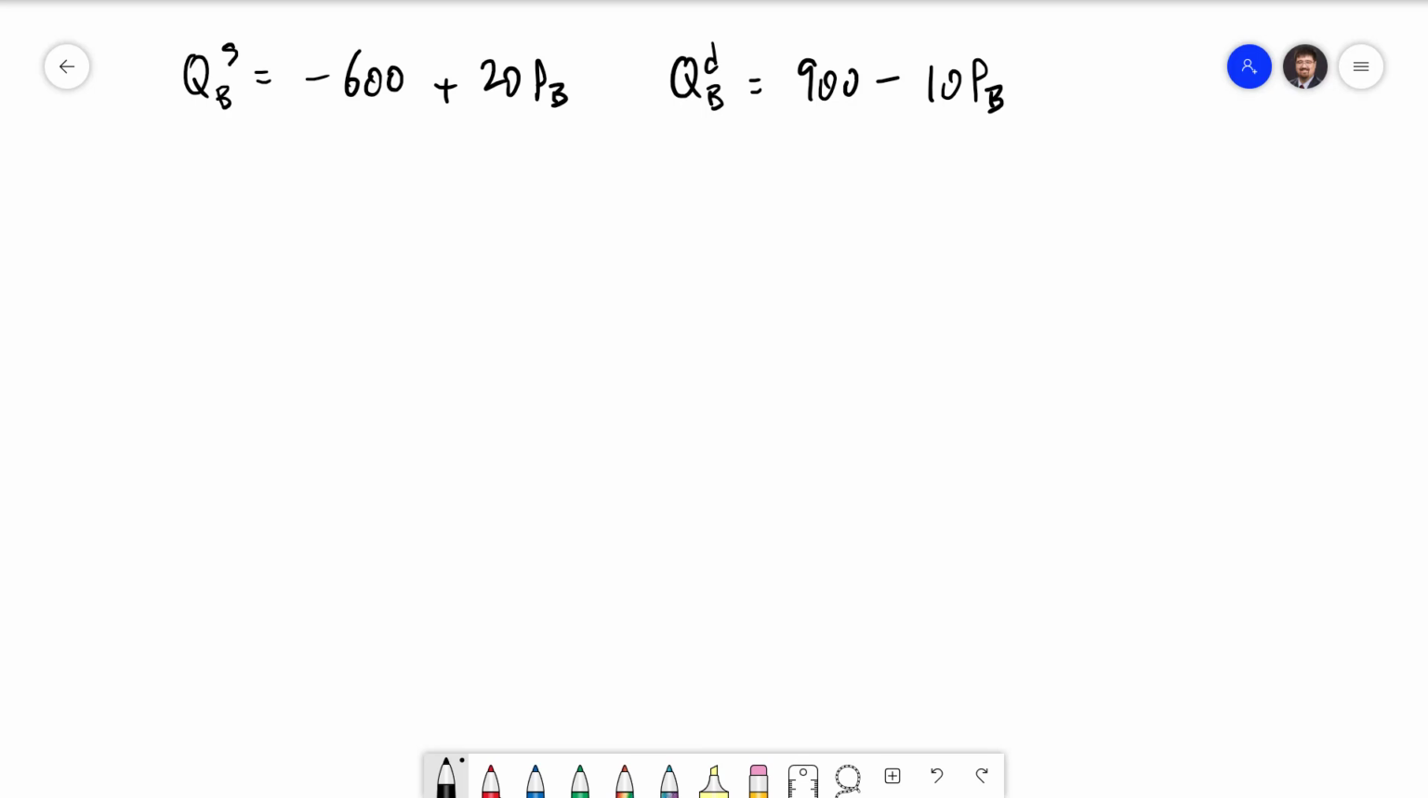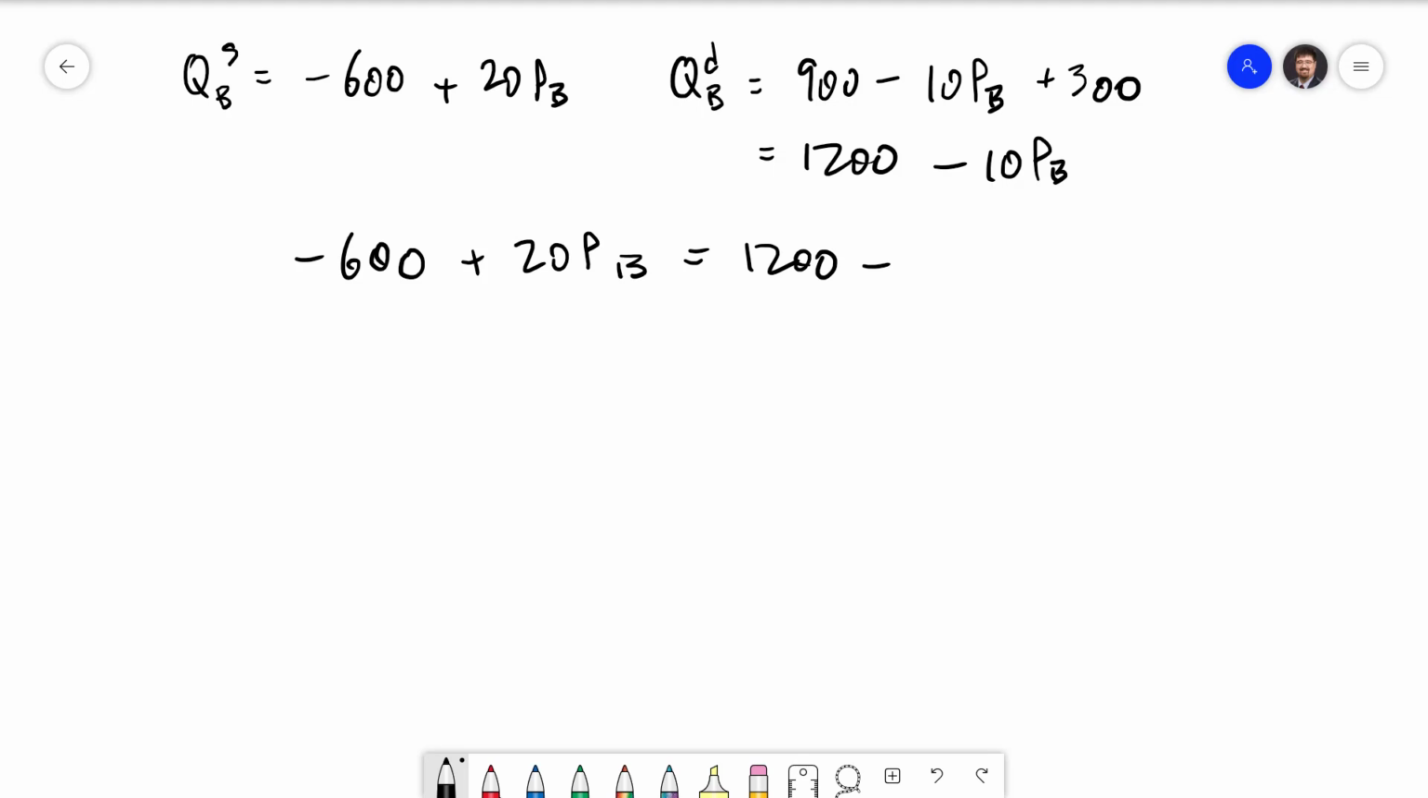Let's look at one more example, this time with our demand curve shifting. Suppose that the price of a substitute, such as wine, increases so that the quantity demanded is 300 higher at every price. So we're going to add 300 on right here, and what we get is 1200 minus 10 PB. As usual, we'll do the algebra to figure out our new equilibrium. We're pretty used to doing this, so I'll move pretty quickly. Add 10 PB to both sides, add 600 to both sides, divide both sides by 30.